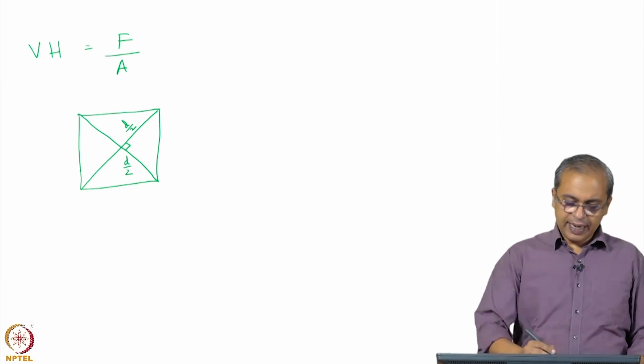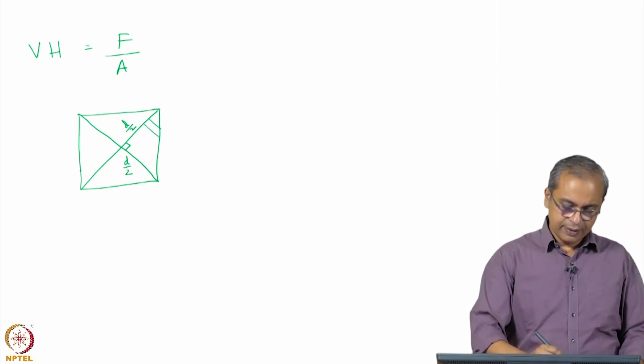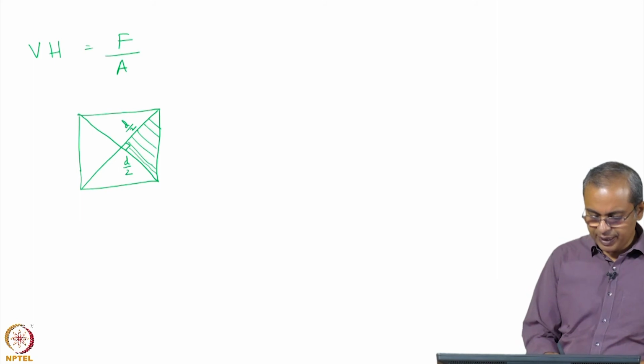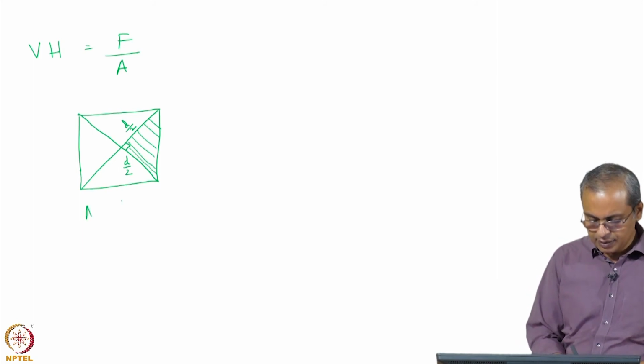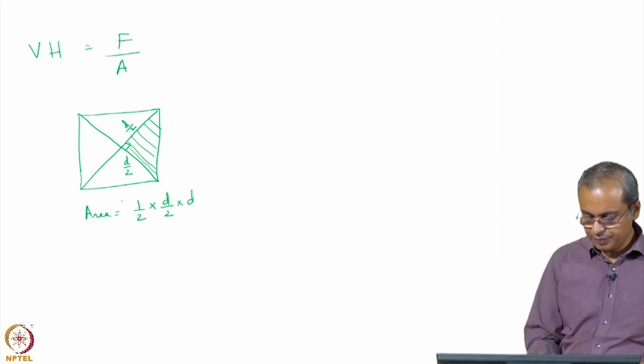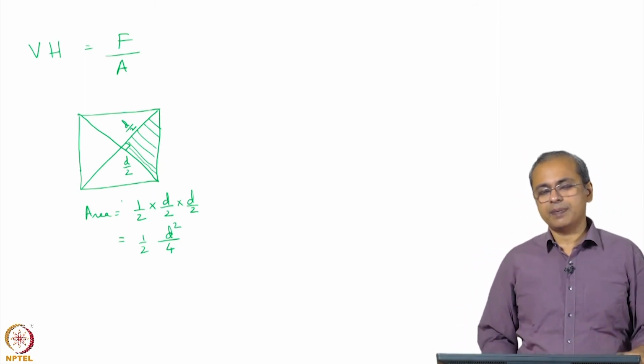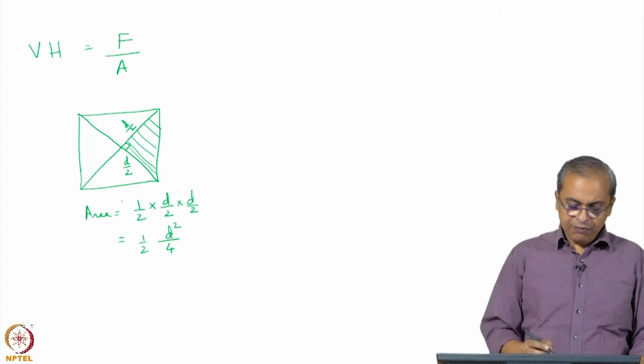If you look at the area of this triangle here, the area is simply half into base into height. So area equals half into d by 2 into d by 2, and that is basically half of d square by 4. That is the area of one triangle that I have shaded there.